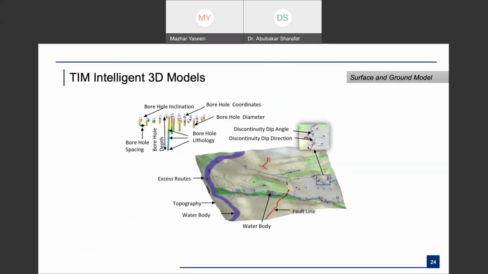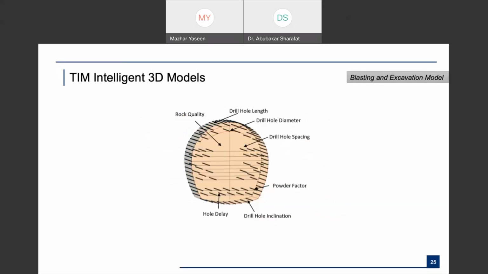When we talk about intelligent models, so when we are going to have the surface terrain model or ground model, it should include all the information now. Okay, so it should mark all your water bodies, your fault lines, and your engineering geology knowledge, such as your dip angles, the dip direction, and the coordinates and inclination of the boreholes. This information is really important now from the feasibility stage. So if we have a very good 3D intelligent model related to that, it can help the designers decide the route and design for the tunnel.